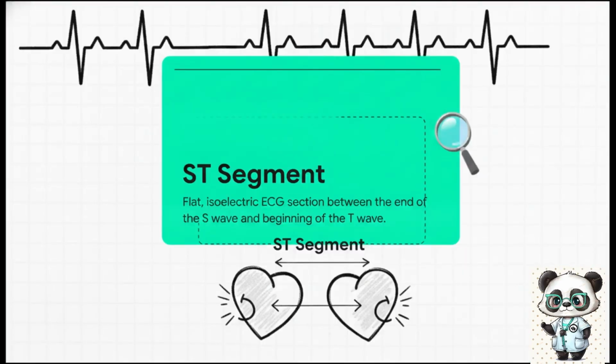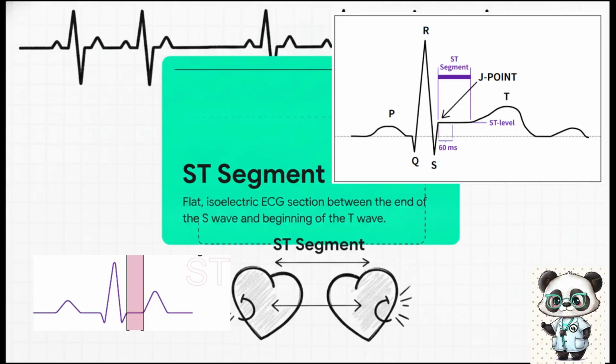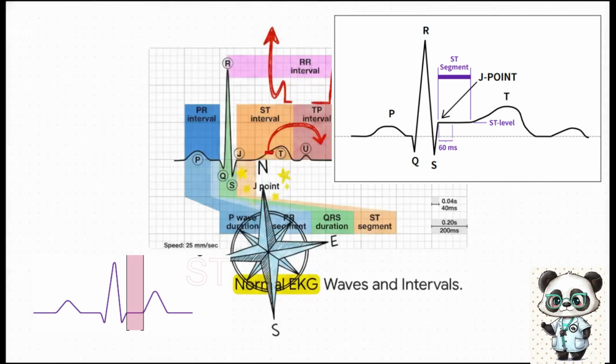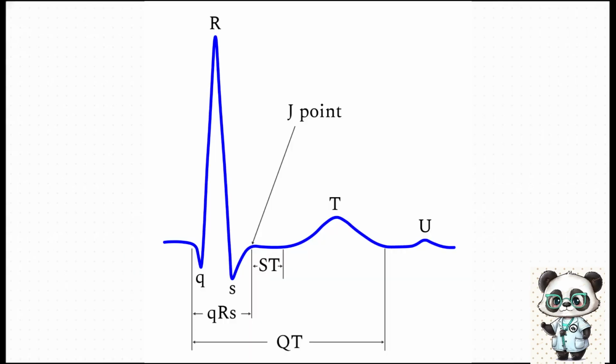So what exactly is it? By definition, the ST segment is the flat isoelectric section of the ECG that sits right between the end of the S wave, which we call the J point, and the very beginning of the T wave. Electrically speaking, this crucial little line represents the interval between ventricular depolarization and ventricular repolarization. It's essentially that momentary pause when the ventricles are fully squeezed tightly together right before they begin to reset for the next beat.